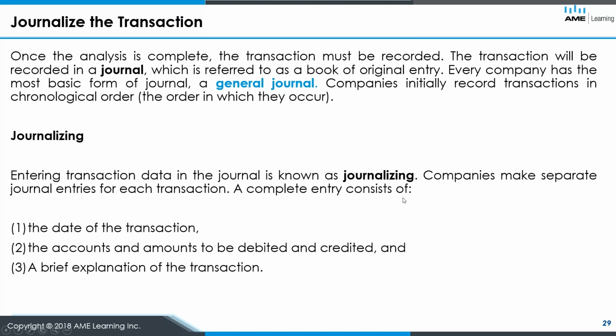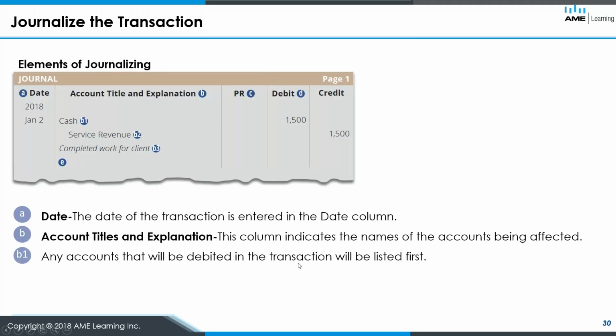And the journal entry will have different information. It will have the date of the transaction, the account and the amounts to be debited and credited, and a brief explanation of the transaction. And here's a little bit of an example for you to reference of what a journal entry will look like. And so here we've got the cash account. And this is similar to what I was just saying in my example.